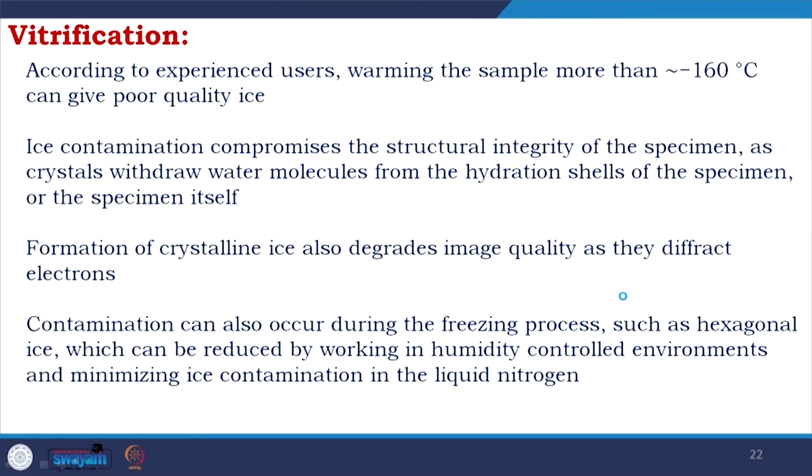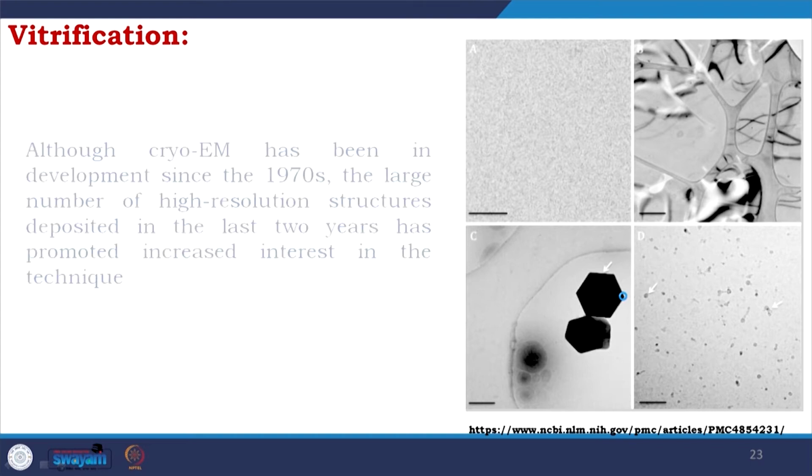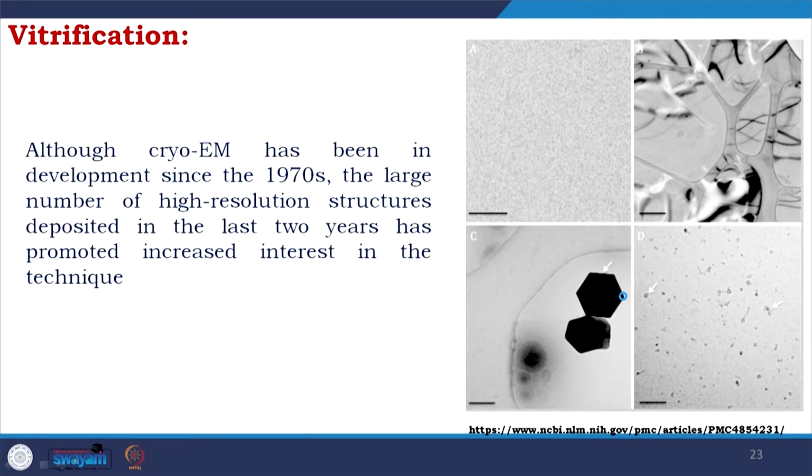Contamination can also occur during the freezing process, such as hexagonal ice, which can be reduced by working in humidity control environments and minimizing ice contamination in the liquid nitrogen. It could come from the liquid nitrogen which is used for the freezing. So, you see here these are some of the conditions. Although cryo EM has been in development since the 1970s, the large number of high resolution structures deposited in the last 2 years has promoted increased interest in the technique.